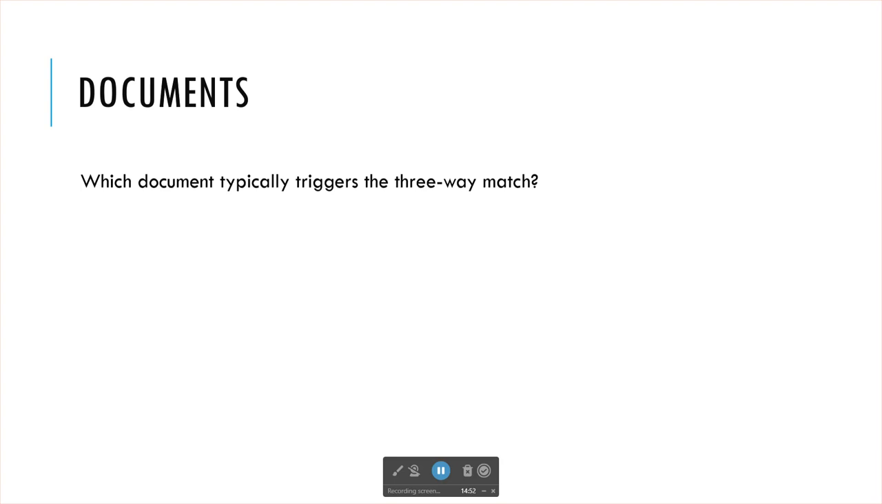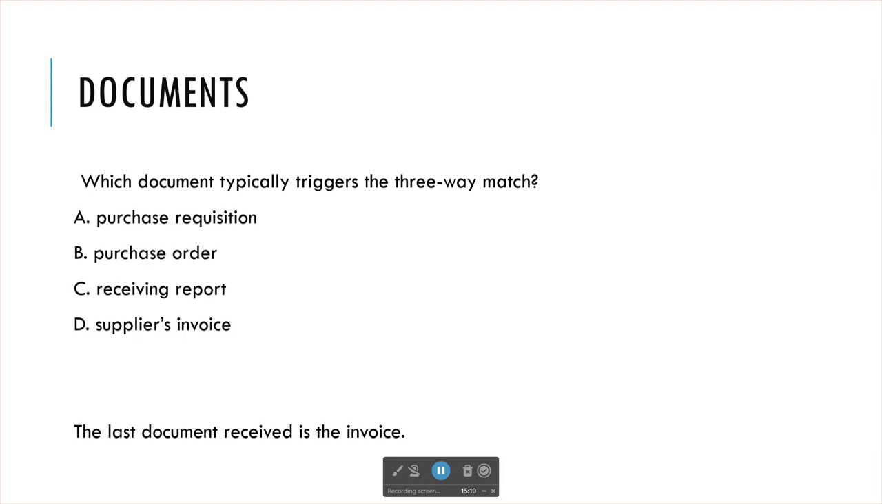The documents, okay, here are some questions for us. Which document typically triggers the three-way match? In other words, which is the last document to get in when you're creating your packet or your voucher packet? The last thing you get in is the invoice.